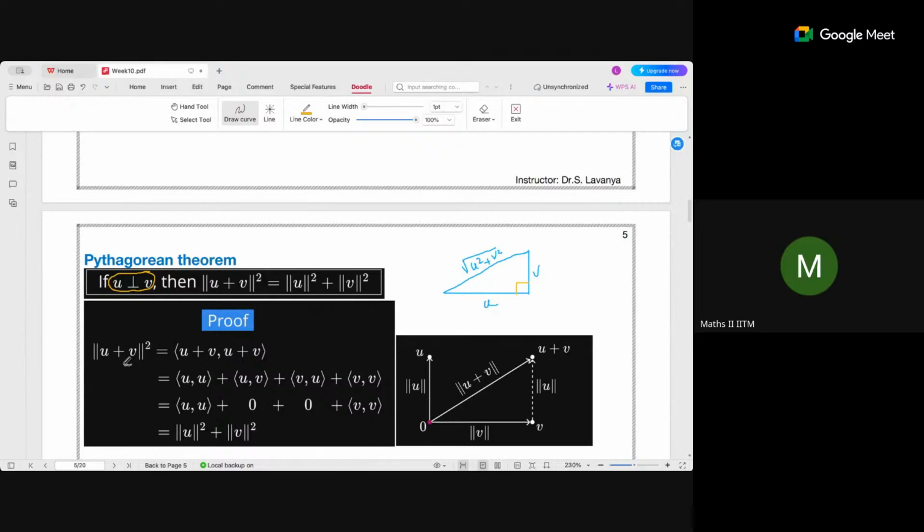And what is the Pythagoras theorem saying? Norm of u plus v whole square equals the inner product of u plus v comma u plus v, and then we split the inner product using linearity. If these two are orthogonal, then inner product u comma v equals inner product v comma u equals 0. We apply it here, and you are left with norm u square and norm v square. Is that clear? So this is the Pythagoras theorem for inner product space.